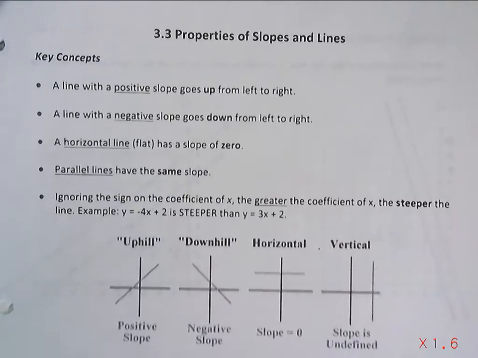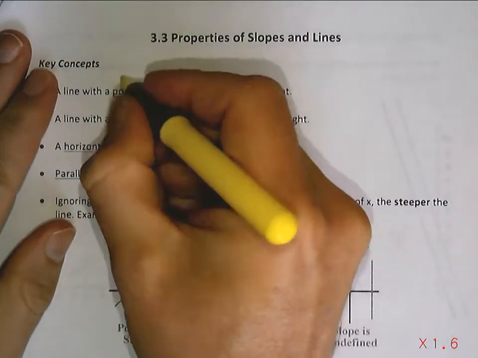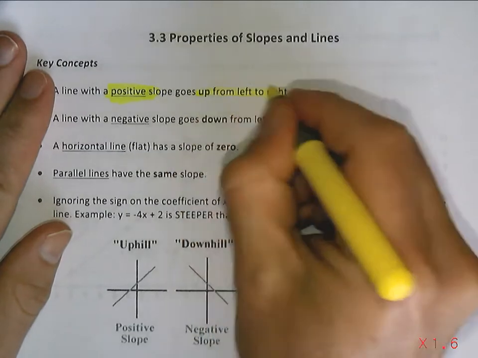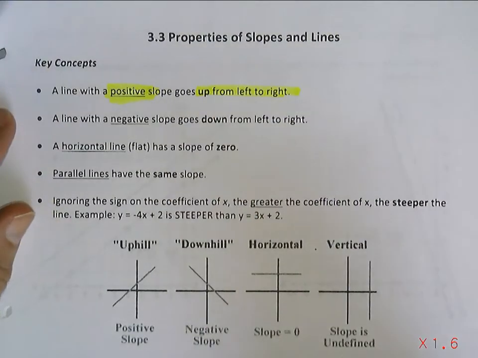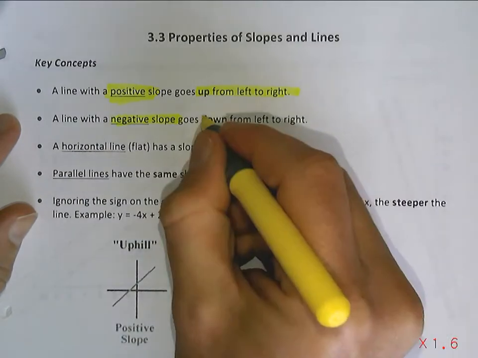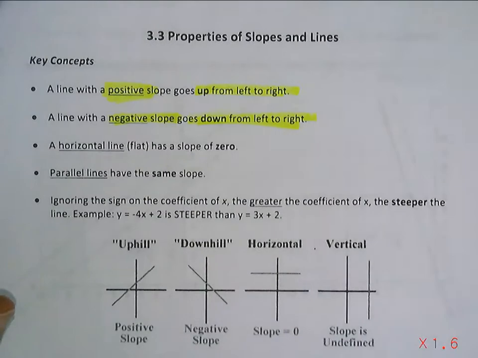Okay, ladies and gentlemen, so we're looking at 3.3, properties of slopes and lines. Really quick, we've done this before in grade 9. A line with a positive slope goes up left to right. A line with a negative slope falls down left to right. So what does that mean?